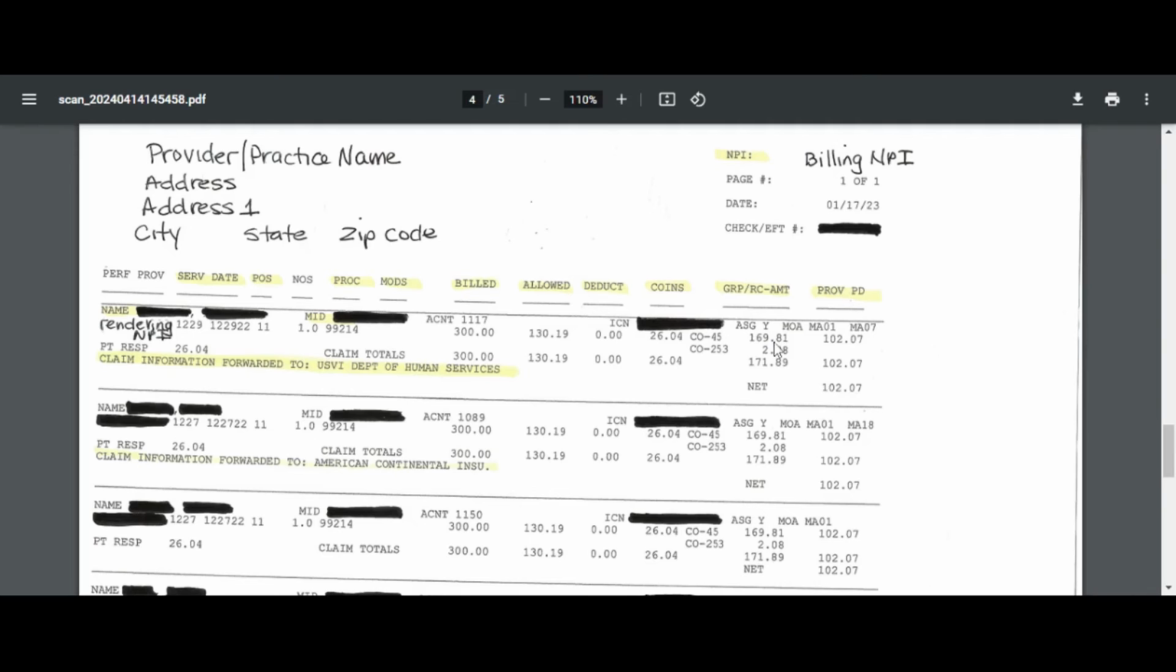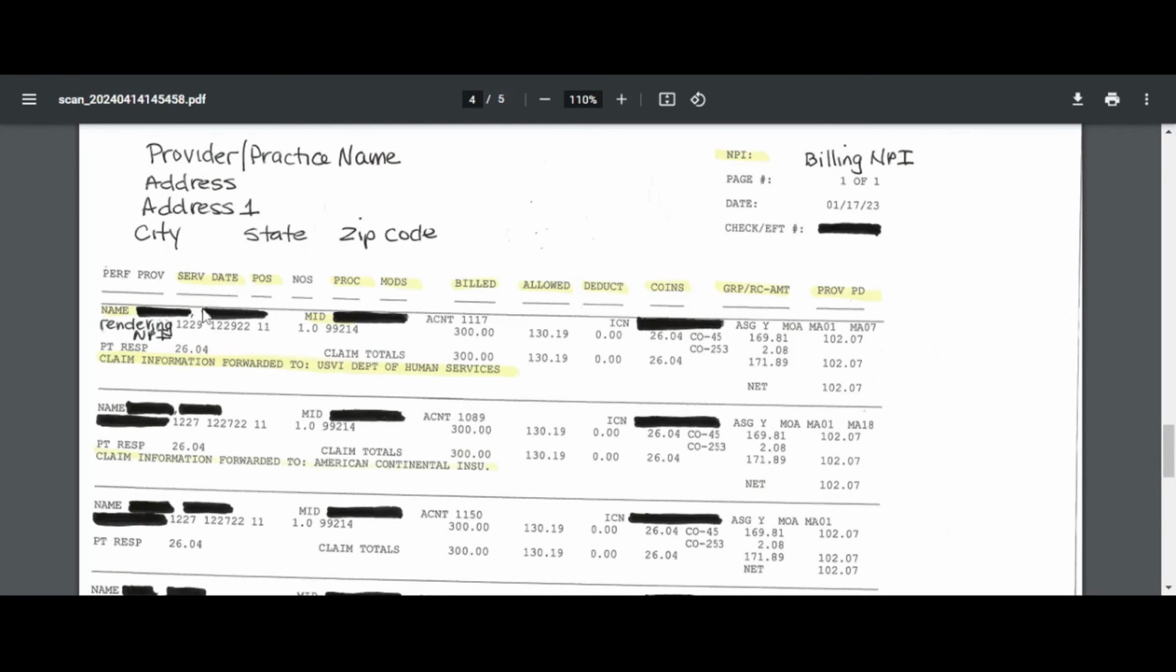Then you have accept assignment, yes, and you have MOA, which are the remark codes that are used to convey the appeals and other information specific to the claim. These are not financial adjustments. So if you notice all the claims, you see a MOA and you see some letters and numbers. Further down, you would see the rendering NPI, which is the provider.